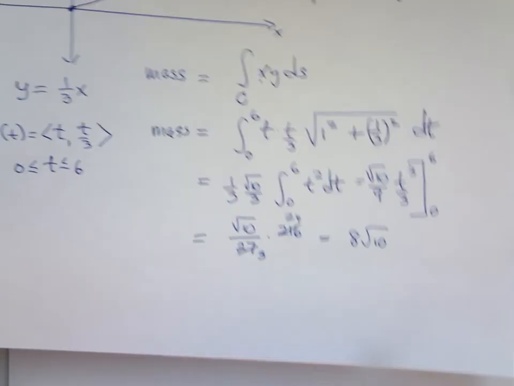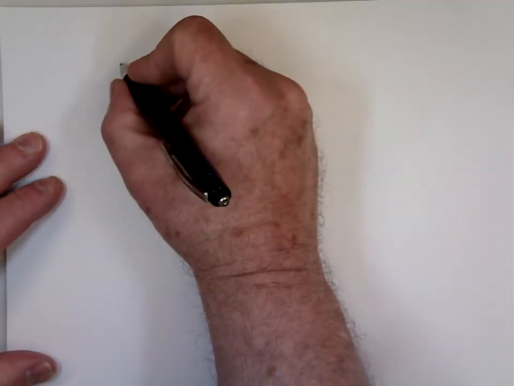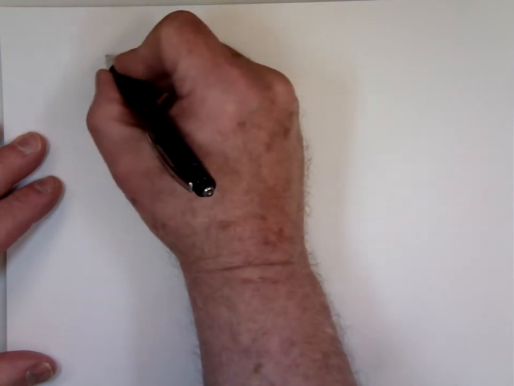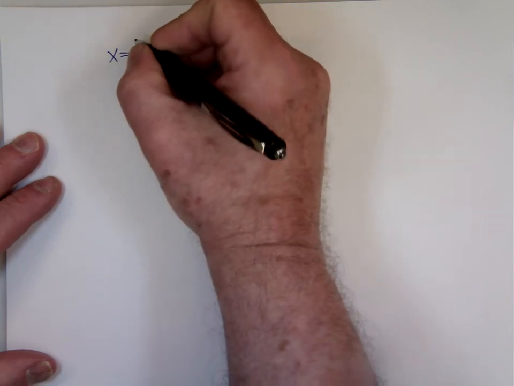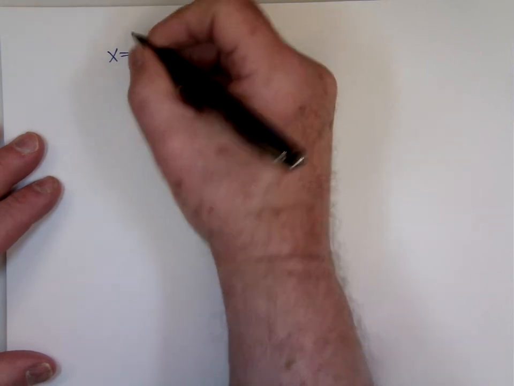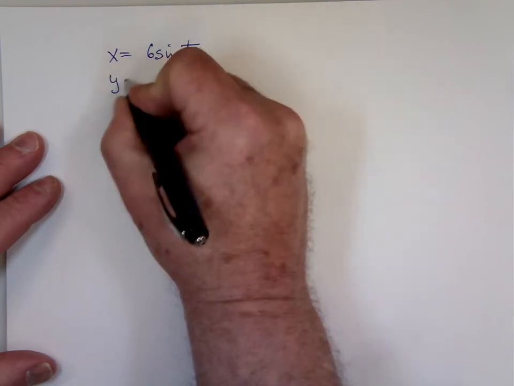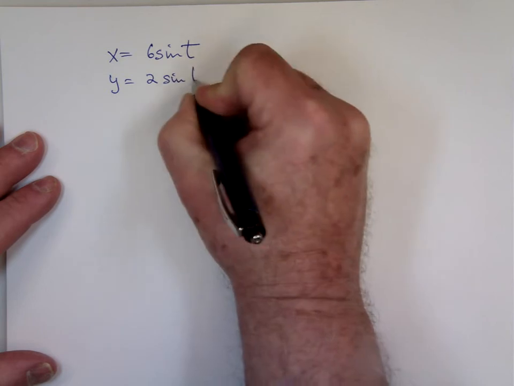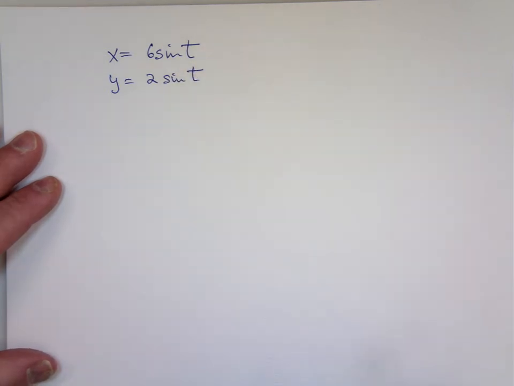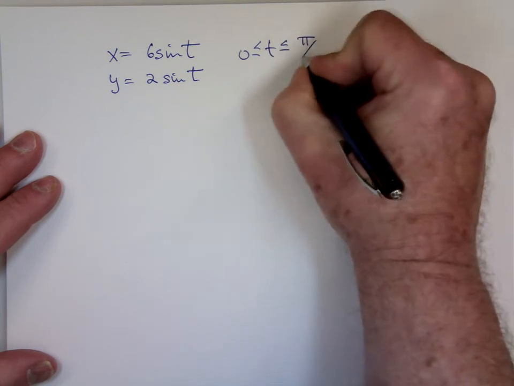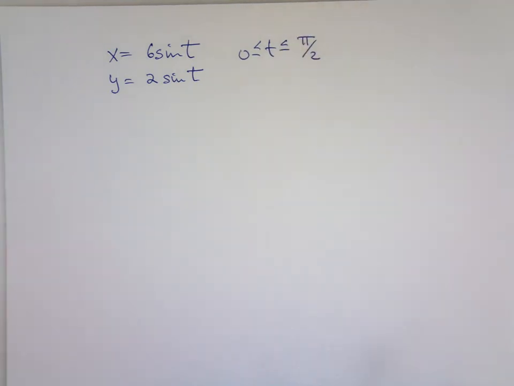How about this? Let's do a trig one. Let's see, as long as y is 1/3 of x, let's let x equal 6 sine t, and y equal 2 sine t. Does that work? Yeah, sure. And t is going to go from 0 to pi over 2. I think that'll work.